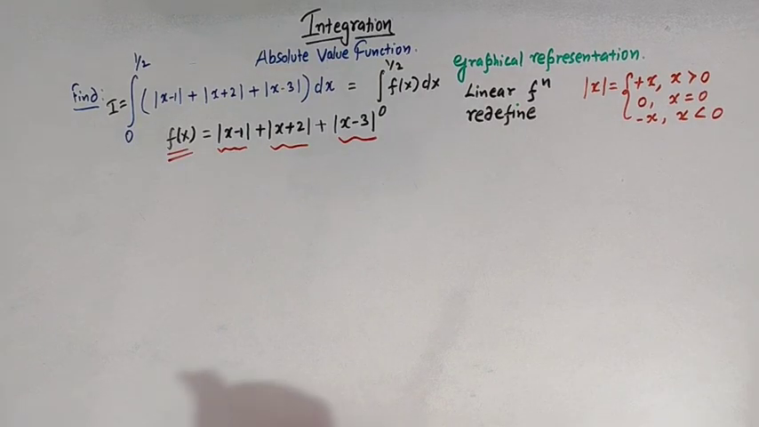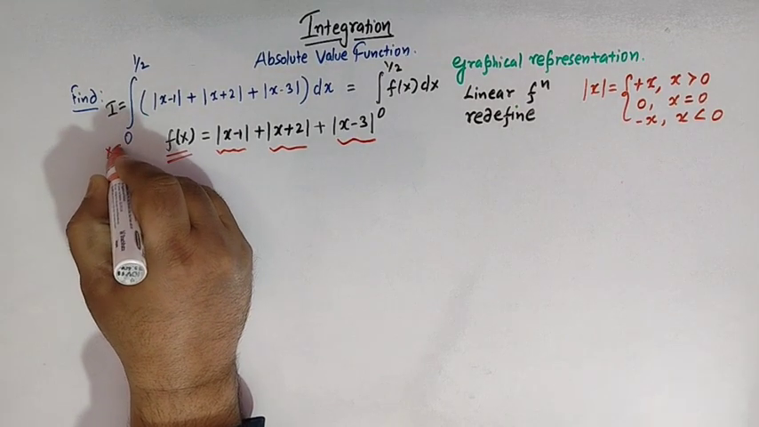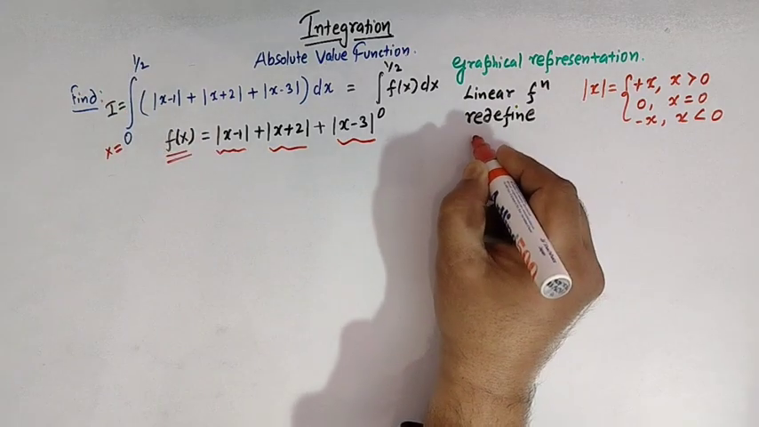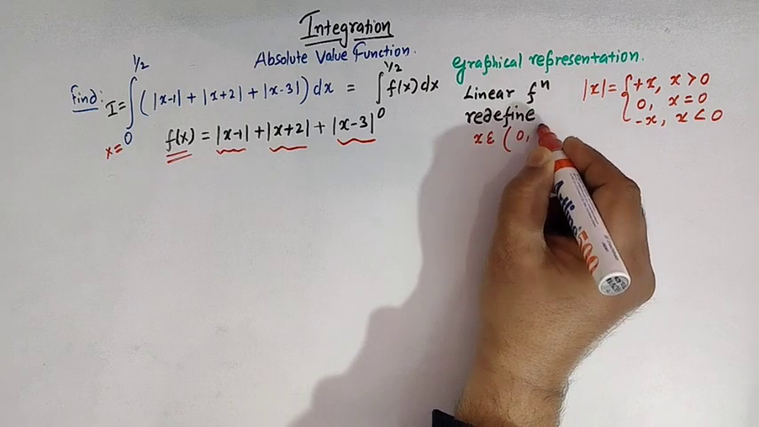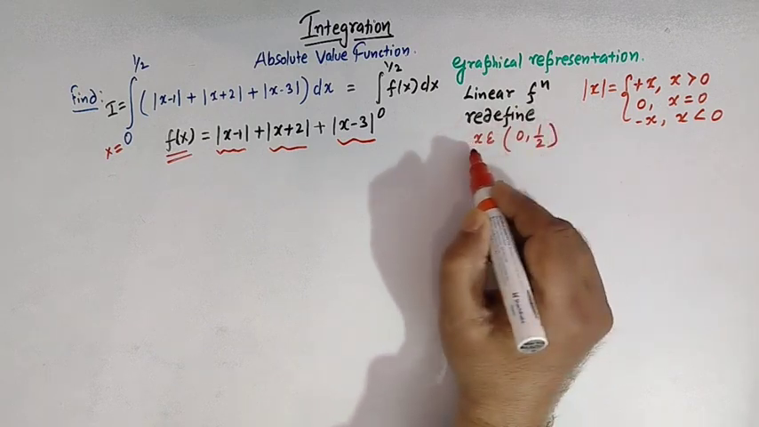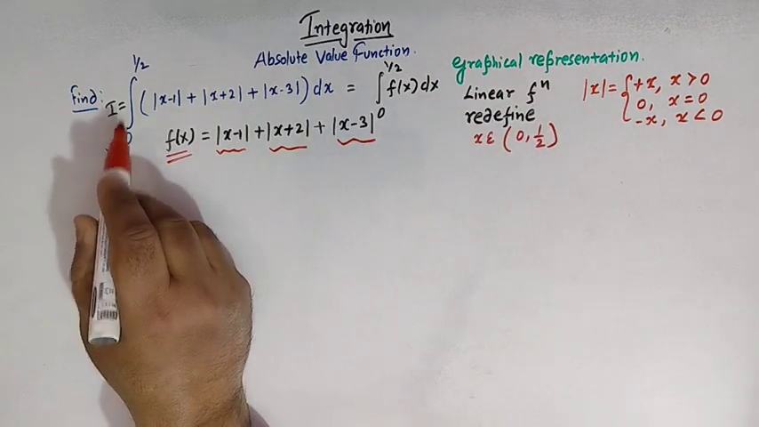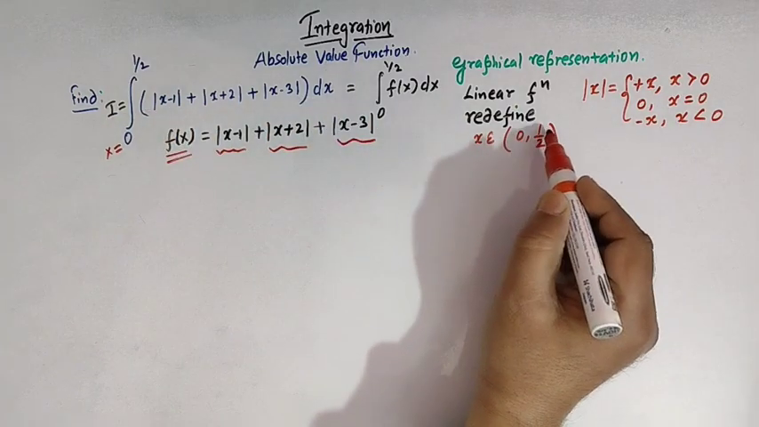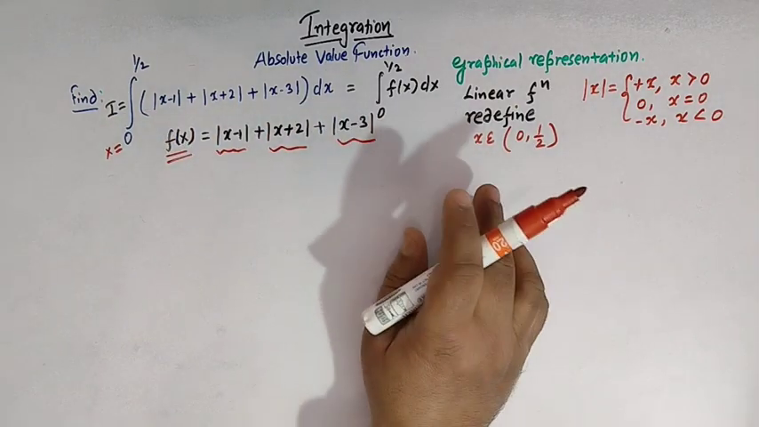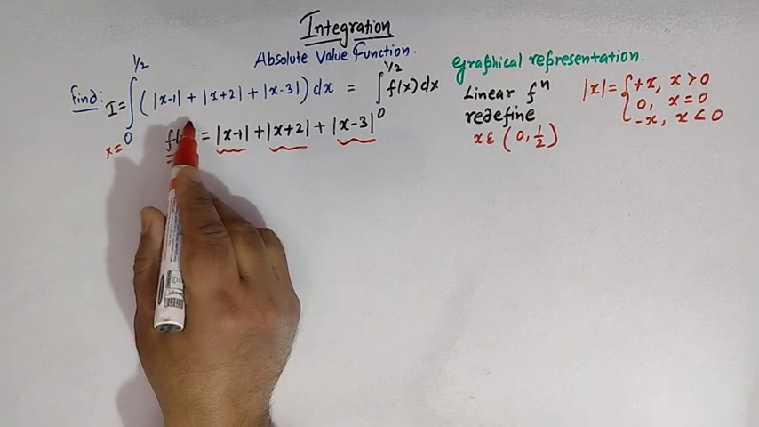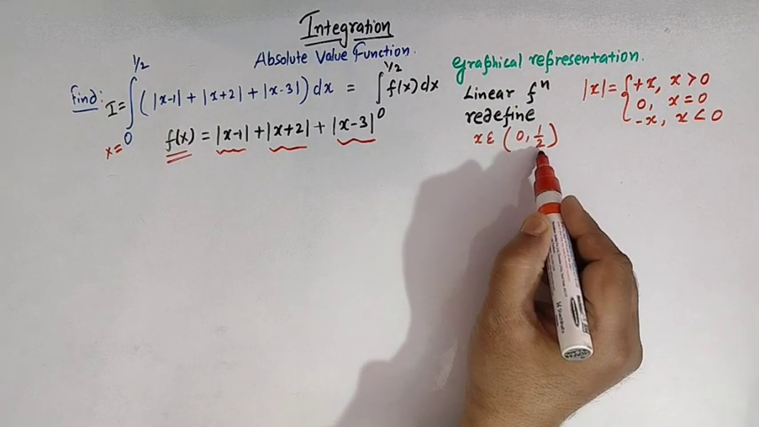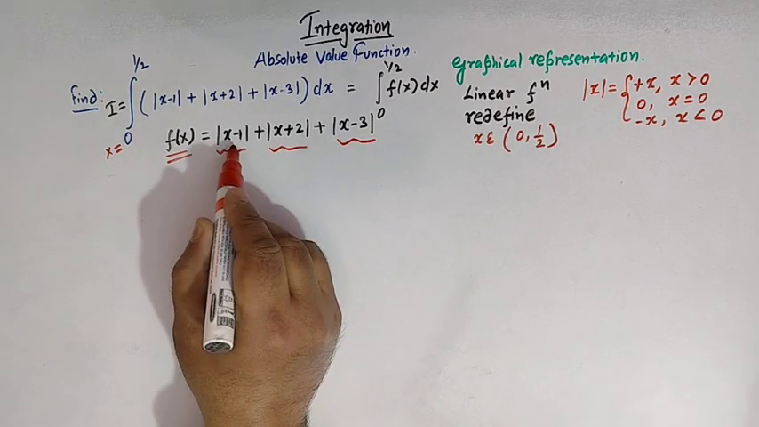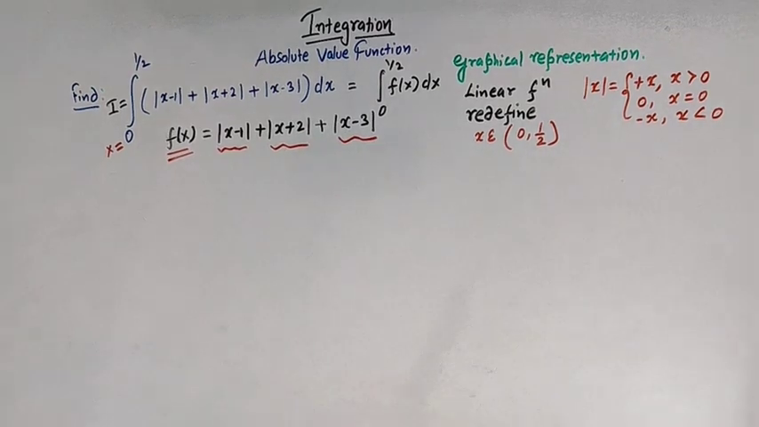So now here the limits of integration are from 0 to half, right? So we have this interval, that is x belongs to the interval 0 to half, that is we have to integrate this function from 0 to half, right? So now we'll define this function f of x in this interval, that is 0 to half, right? So let us take these three terms one by one.